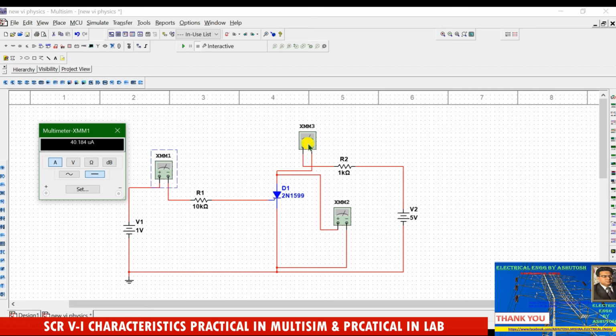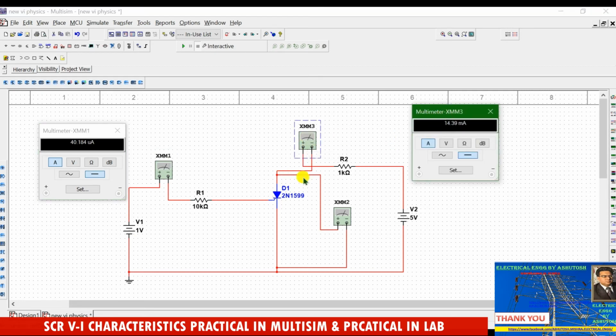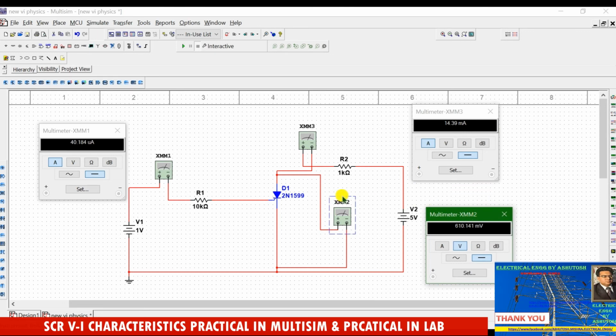And here is another ammeter, which is connected between the anode of the SCR and the resistance R2 in series with it. There is another voltage source of 5 volt connected from anode to cathode, and a voltmeter is connected for measurement of the anode to cathode voltage. So you can simulate the same practical that you have performed in your power electronics lab in Multisim software.